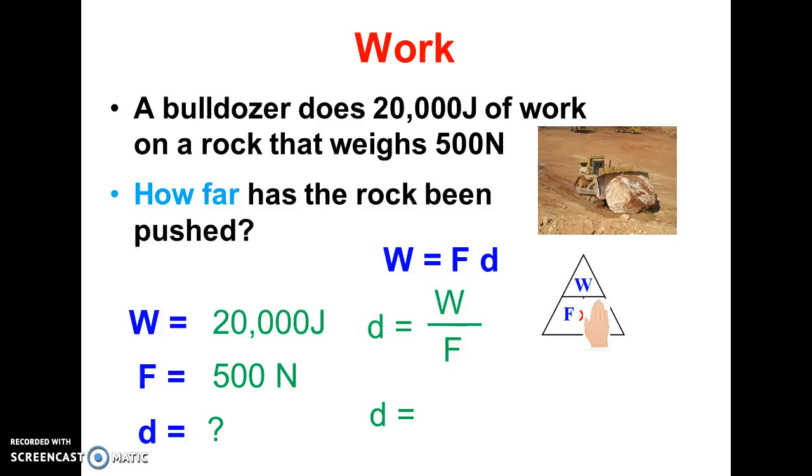Now we just plug numbers in. Distance is equal to 20,000 joules divided by 500 newtons, and we get a distance of 40 meters.